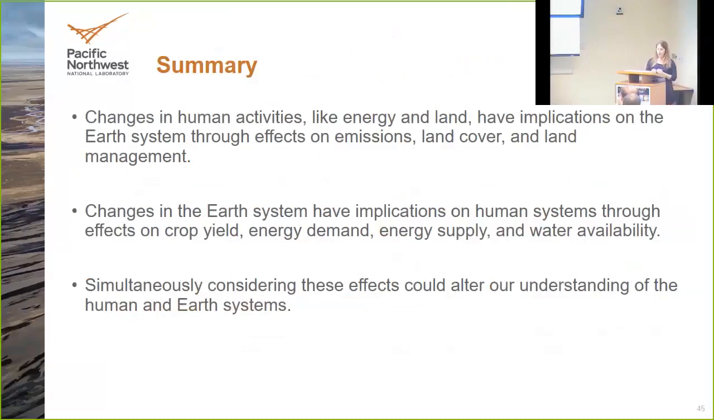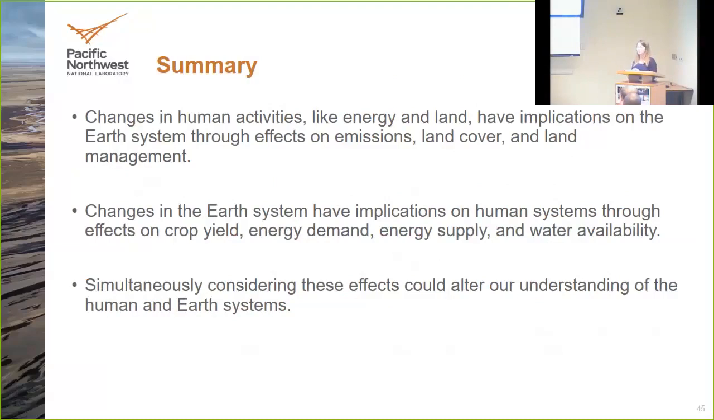The second thing that we looked into was changes in the Earth system and their implications on human systems through changes in crop yield, but there are also effects from energy demand, energy supply, and water availability. Here you're playing out two different uncertainties. There's an uncertainty in the physical response to a change in emissions and land cover that's important. If you look across all of the Earth system models that have contributed to previous intercomparisons, we don't even agree on the sign of precipitation changes over large spaces in the world. And so that's something you have to play out here.